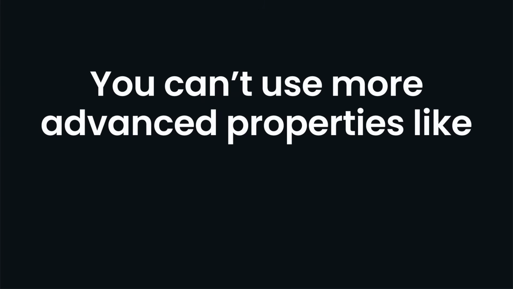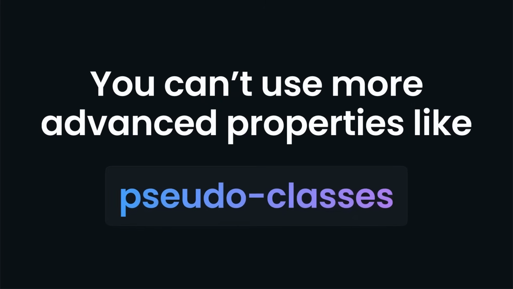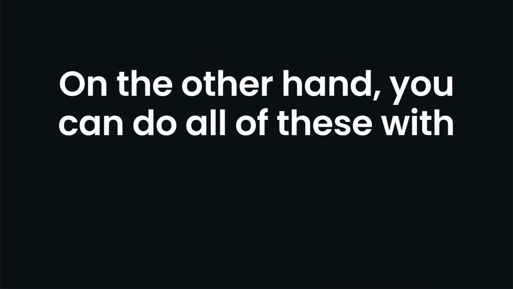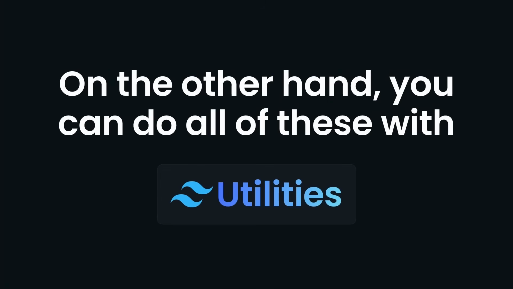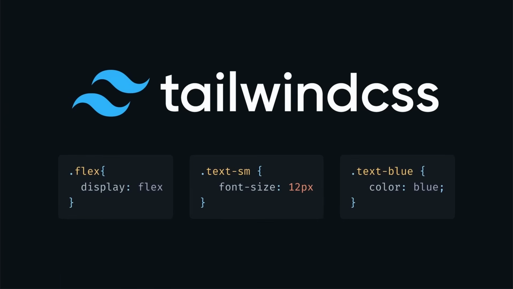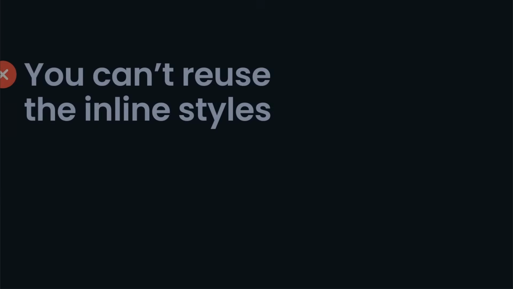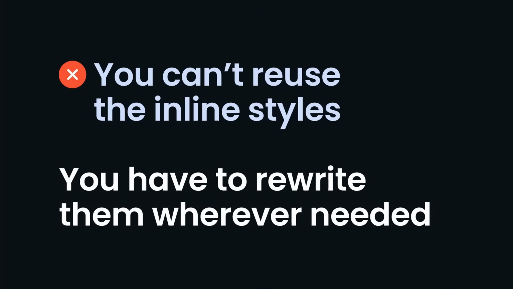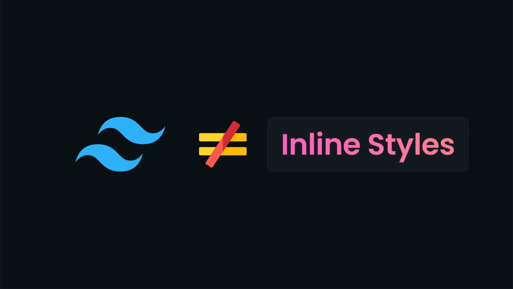You can't use more advanced properties like pseudo classes in an inline style, and they don't have access to media queries as well. On the other hand, you can do all of these things with Tailwind CSS utilities. The utility class is about creating a small set of reusable CSS classes. You can't reuse inline styles. You have to rewrite them whenever needed. So no, writing Tailwind is not equal to writing inline styles.